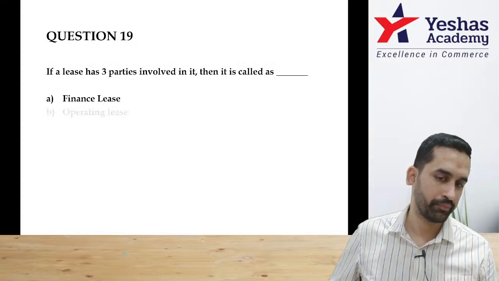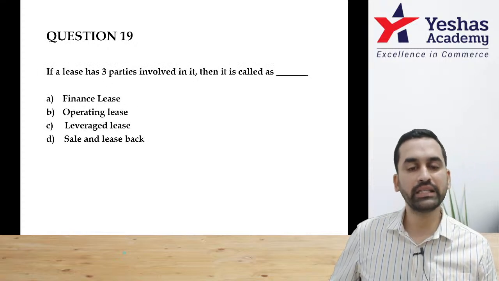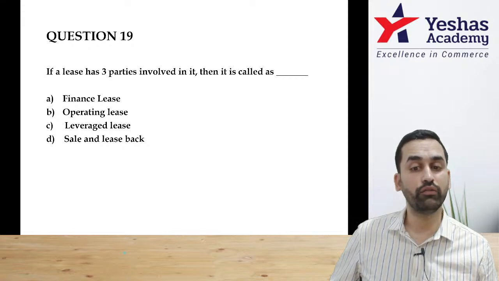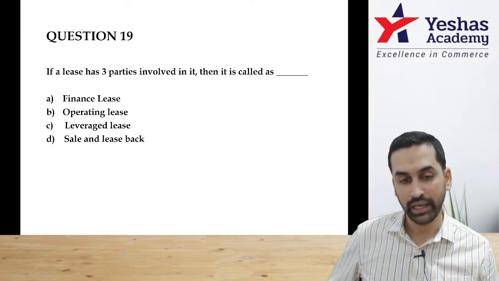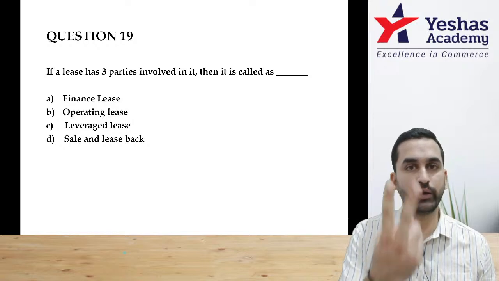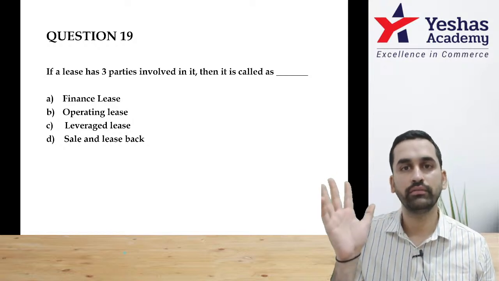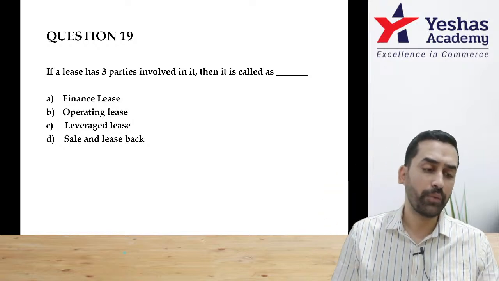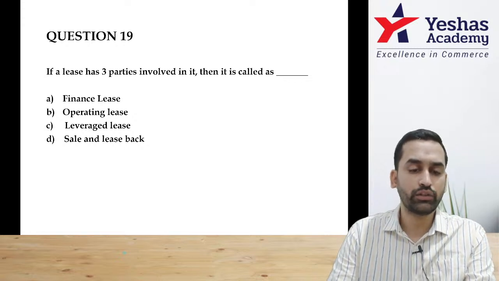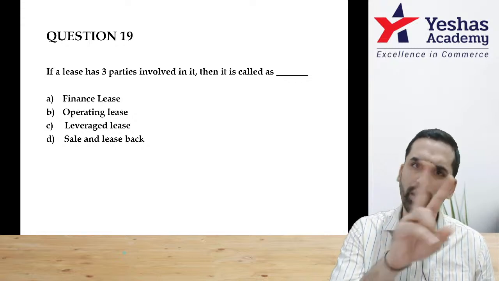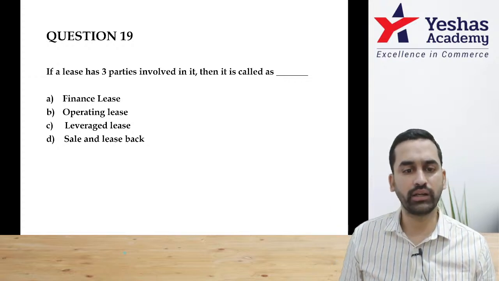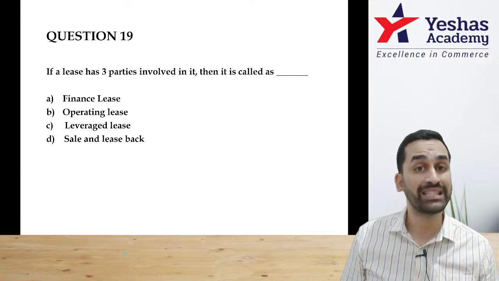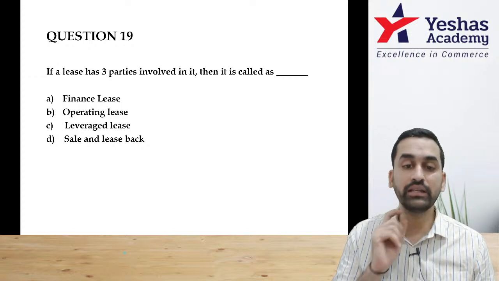Question 19. If a lease has three parties involved in it, then it is called a finance lease, operating lease. Both are wrong. Why? In both finance and operating lease, there are only two parties, lessor and lessee. That's all. Option D, sale and lease back. Here also you have only two parties. I will sell the asset to you and take it back on lease. Where is the third party? Option C says leveraged lease. This is the correct answer.